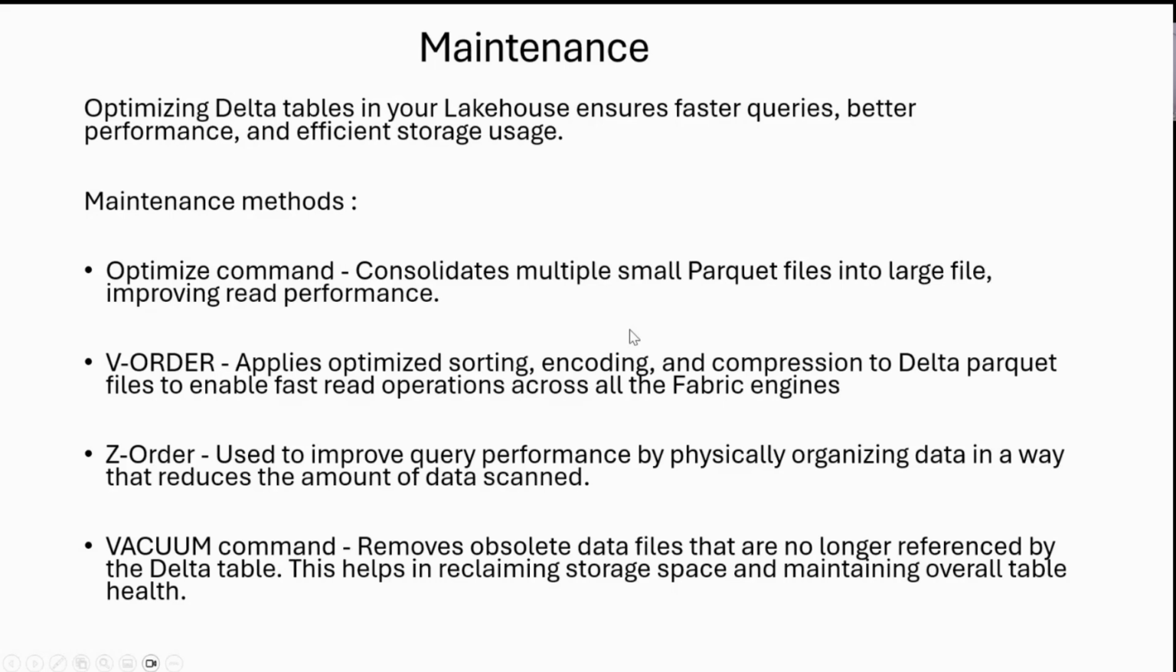So now, in the lakehouse, the concept of indexing happens with respect to V order and Z order, vertical ordering and Z ordering. So V order applies optimized sorting, encoding, and compression to the delta to enable fast read operations across all the Fabric engines. Pretty confusing terminology. Let me show you a visual representation of that as well, or explain V order and Z order in detail in the subsequent time.